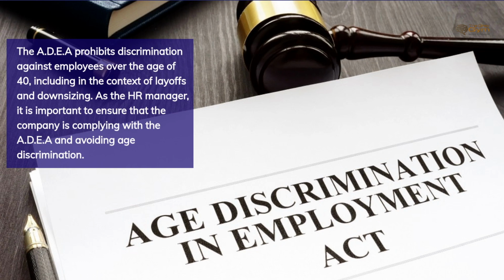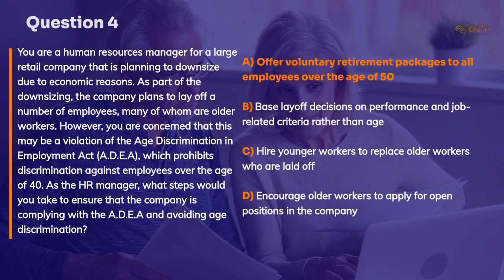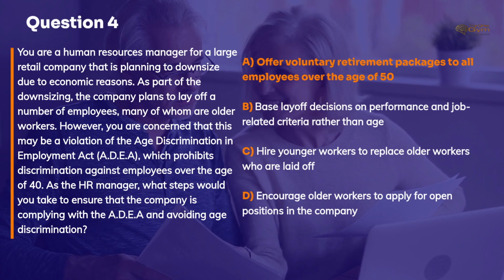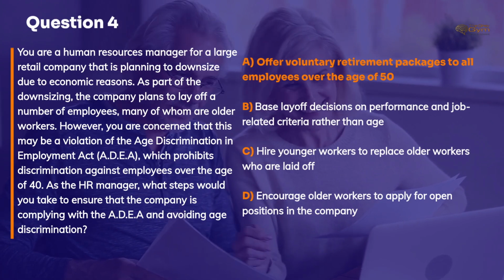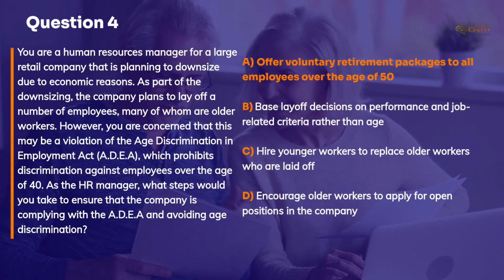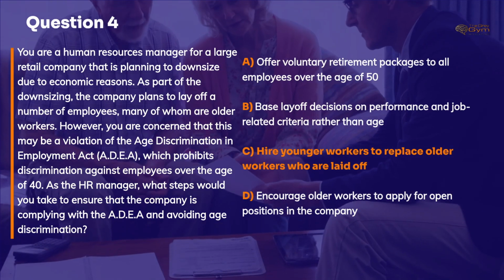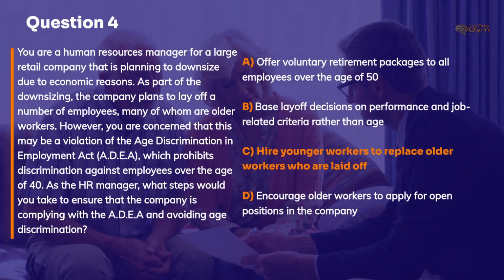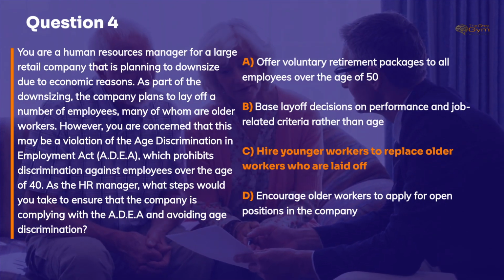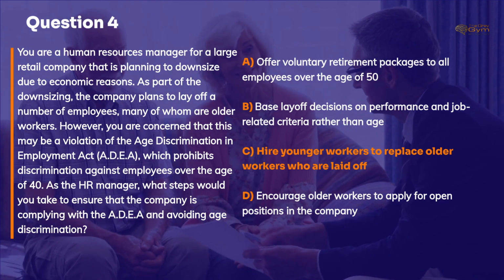The ADEA prohibits discrimination against employees over the age of 40, including in the context of layoffs and downsizing. As the HR manager, it is important to ensure that the company is complying with the ADEA and avoiding age discrimination. Offering voluntary retirement packages to all employees over the age of 50, A, may be an option, but may not address the underlying issue of potential age discrimination. Hiring younger workers to replace older workers, C, could be a violation of the ADEA, as it may be seen as discriminatory against older workers.